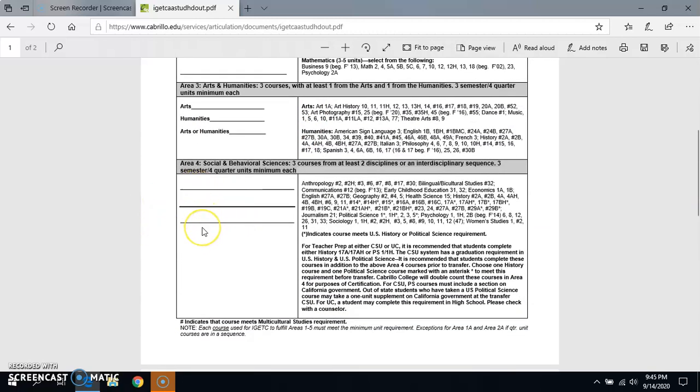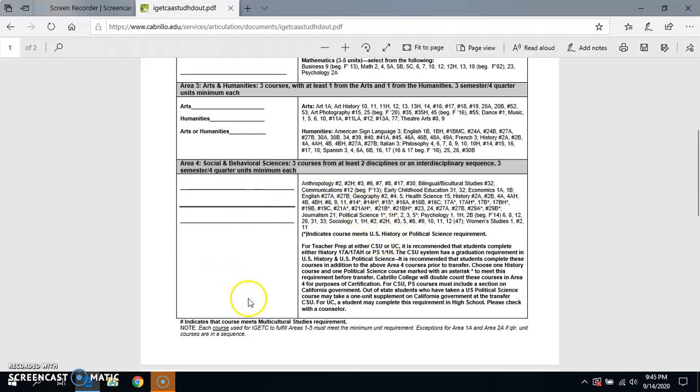The area 4 is your social sciences. If you are looking to transfer to a University of California, a UC, you are basically required to pick 3 of these courses of your liking. Now, keep in mind that sometimes, depending on what your major is, you might be able to use a course for general ed and your major. When in doubt, check with a counselor and we can assist you with that part.